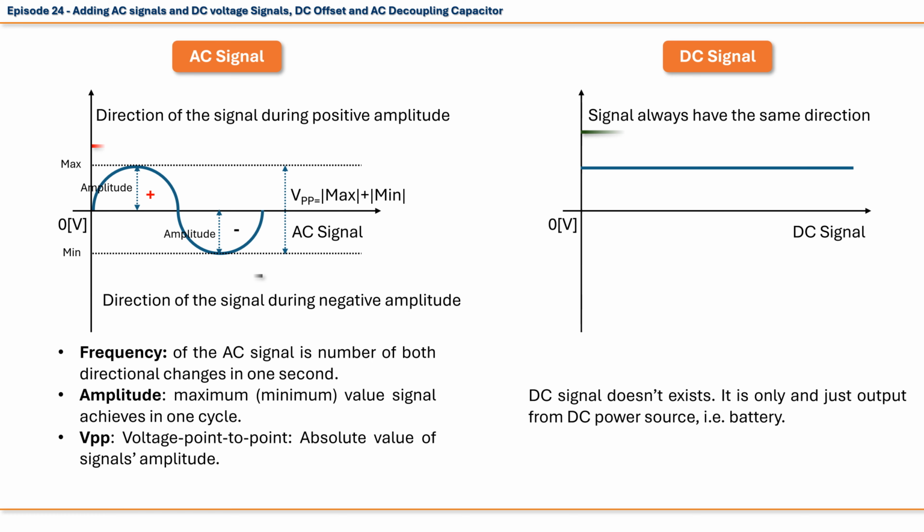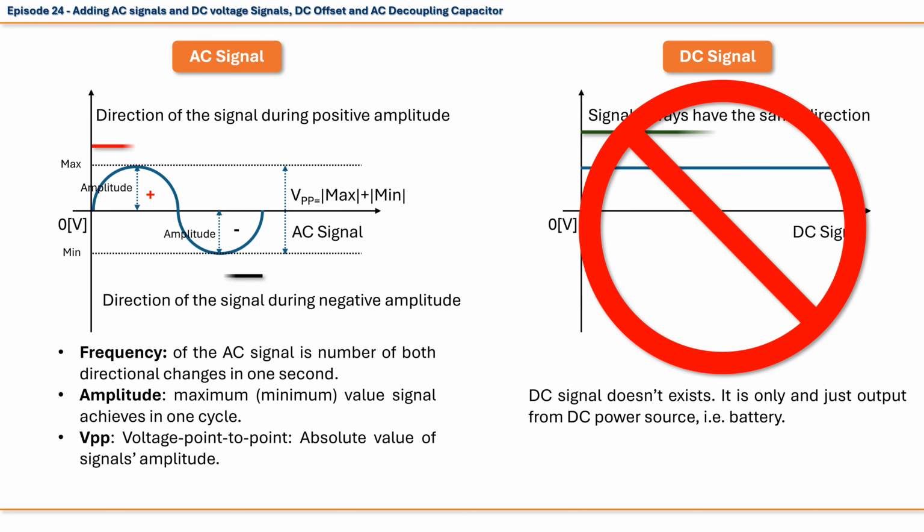As for DC signals, there are no parameters. A DC signal doesn't exist, it is just the output from a DC power source, for example, a battery.